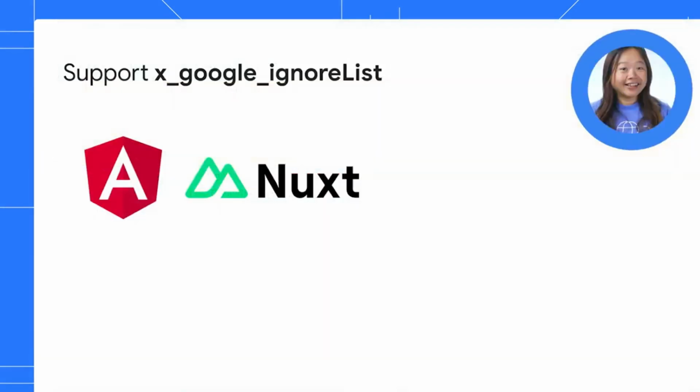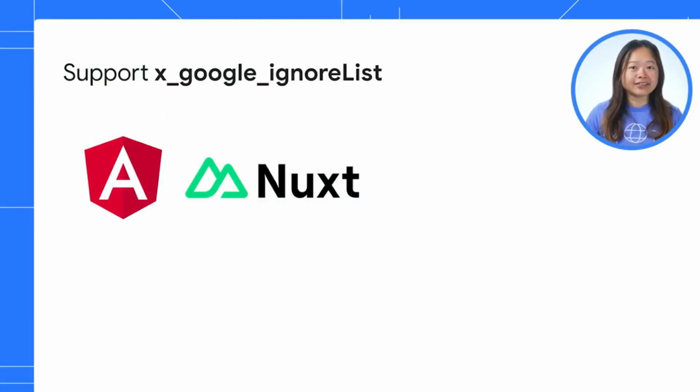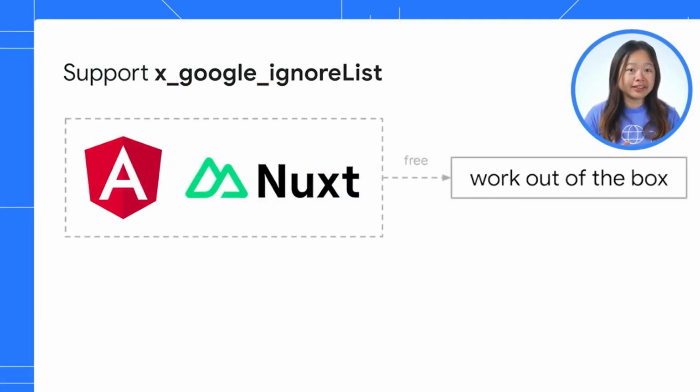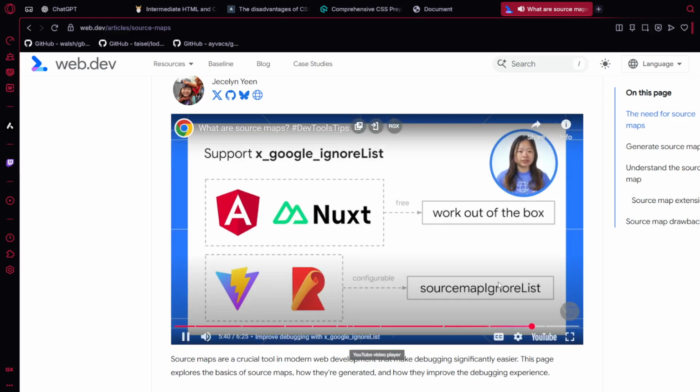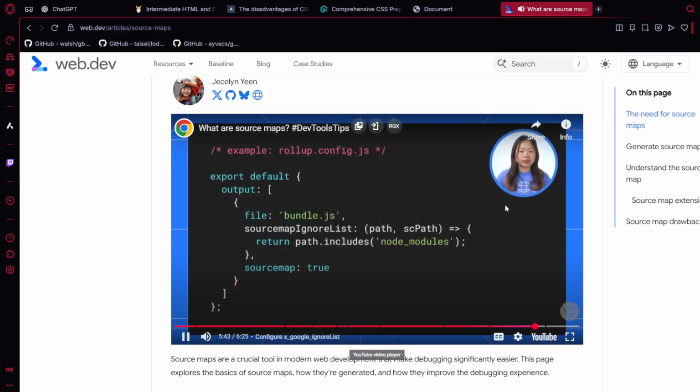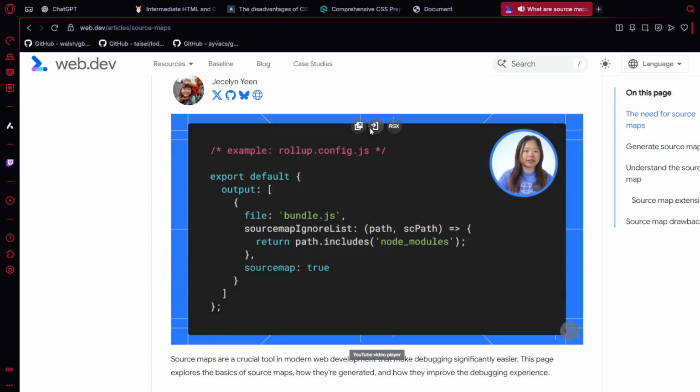The good news is, frameworks like Angular and Nuxt already configure x_google_ignoreList in their source map. You get the stack trace improvements for free. Build tools like Rollup and Vite also offer settings to configure it. If you are a framework or library maintainer, it is essential to understand how to implement these settings to improve your user debugging experience. Go to this link to find out more.